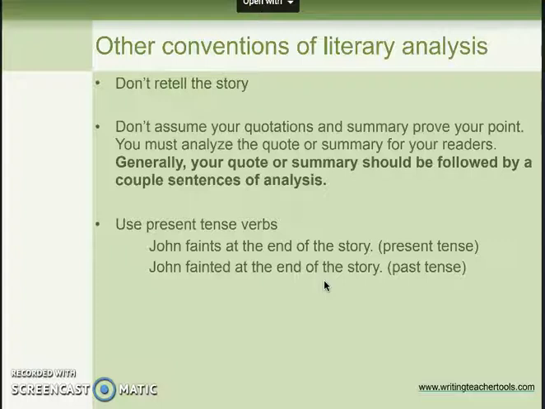Don't assume that your quotations and summary prove your point. You must analyze how that quote or summary develops whatever claim you're making for your reader. So generally speaking, any quote should be followed by at least as much of your own analysis.